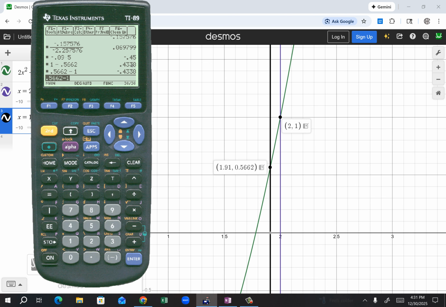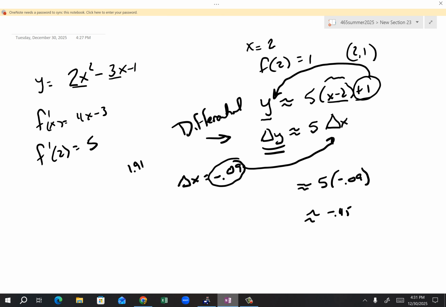And so that's the thing we will be doing with differentials. Again, don't care what it actually is. Just want to know, hey, there's a change. How much did it change by?